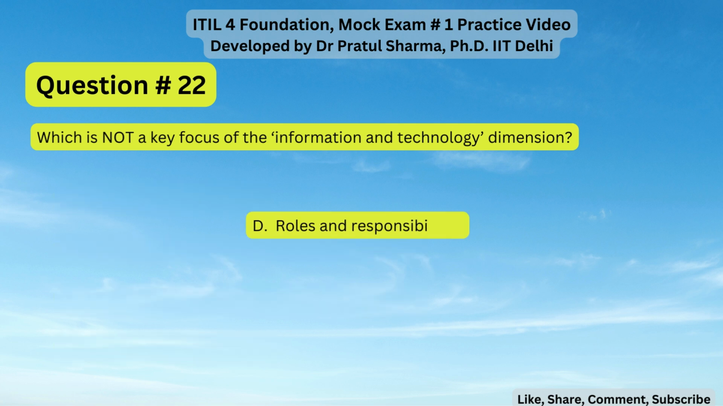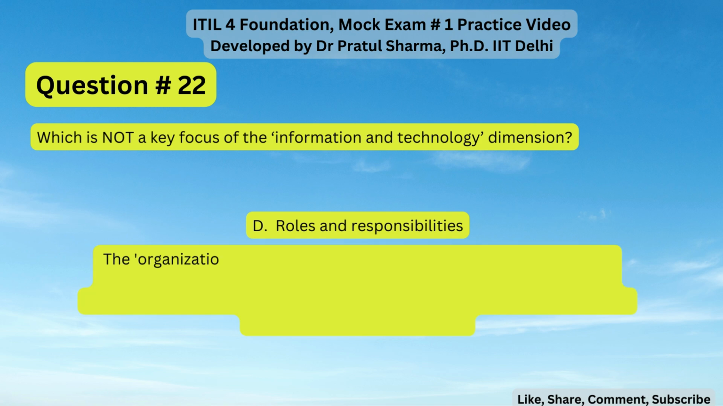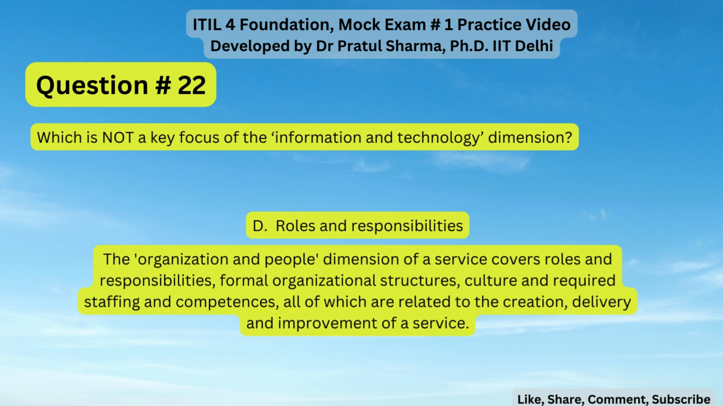D. Roles and responsibilities. The organization and people dimension of a service covers roles and responsibilities, formal organizational structures, culture and required staffing and competences, all of which are related to the creation, delivery and improvement of a service.